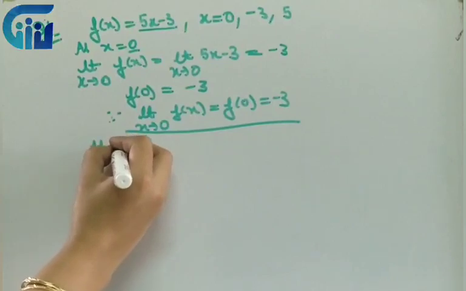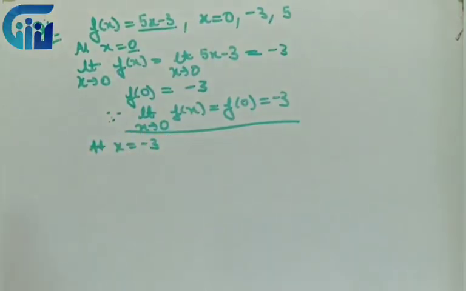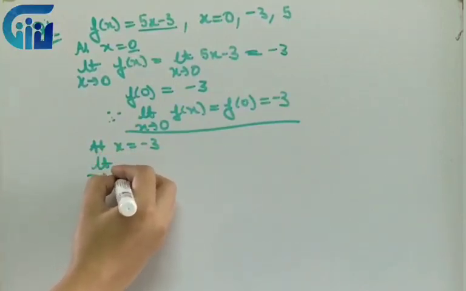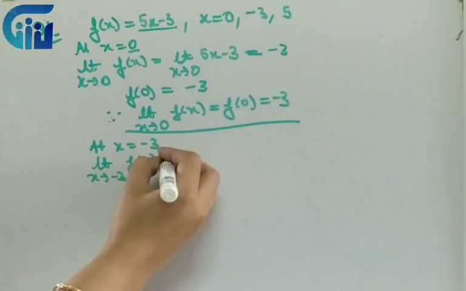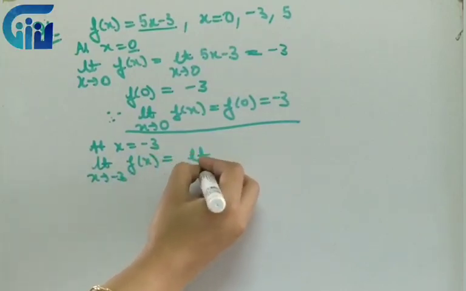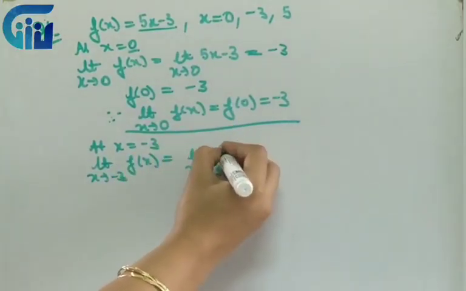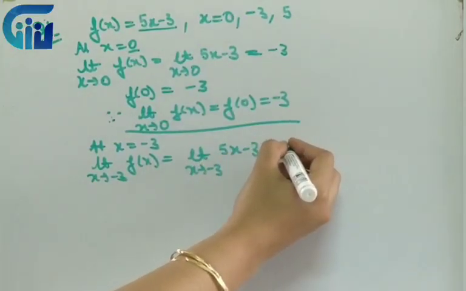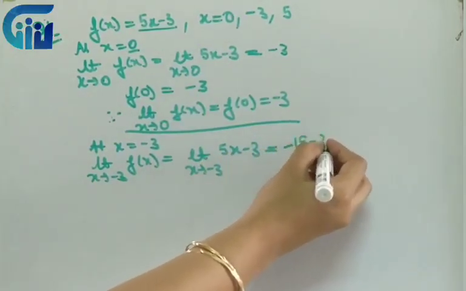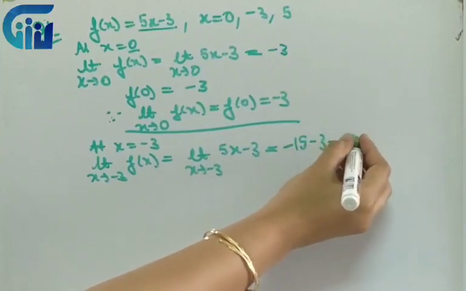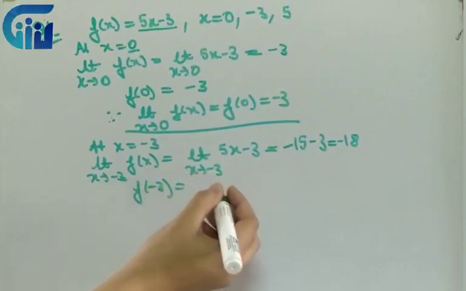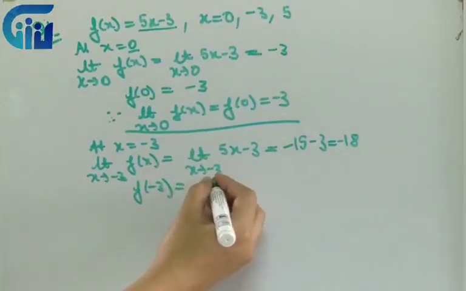Similarly, this is at x is equal to minus 3. This is the form of presentation in the exam as well. So we will write limit x tending to minus 3 of f(x). What is the function over here? 5x minus 3. So I'll put the value as minus 3. So it will be minus 15 minus 3, which is minus 18, right? Then what is f of minus 3? I'll put it in the original function, so it will come out to be minus 18.